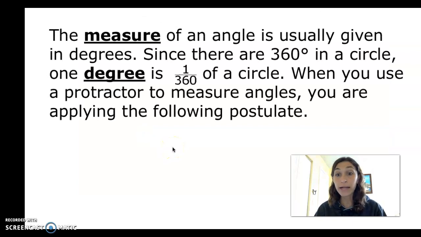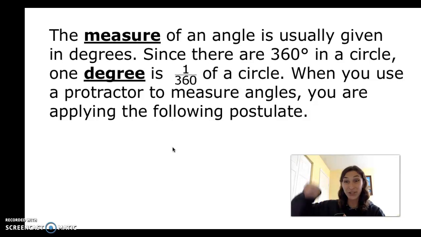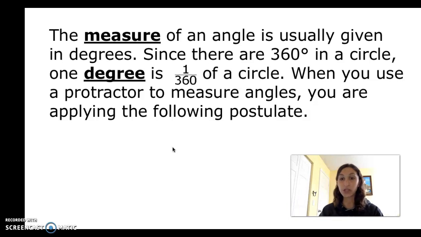All right, so we're going to talk about measuring angles. To measure an angle, you use a protractor. A protractor is actually measured in degrees of a circle. There are 360 degrees in a circle, so the protractor is actually a big circle, and each degree you can see within the circle. I'll show you a picture.